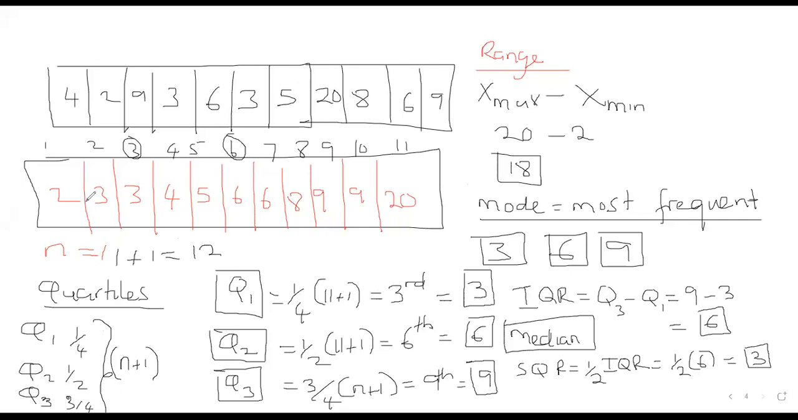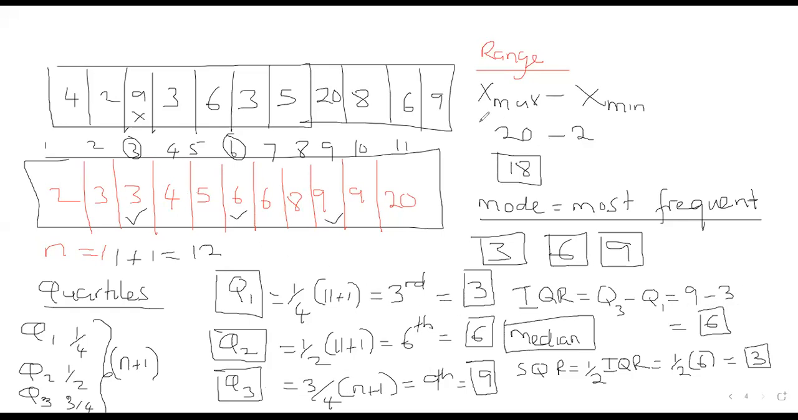So we go to the third position, 1, 2, 3. We don't call it here because this is not arranged. Then the second quartile is half of n plus 1. So half of 12 is 6. So 3, 4, 5, 6. So this is the 6th position. Then the upper quartile or the third quartile is 3 quarters of n plus 1. So 3 quarters of 12 is 9. So 6, 7, 8, 9. So this is what we find as our upper quartile. Then the difference between the upper quartile and the lower quartile is called the interquartile range.